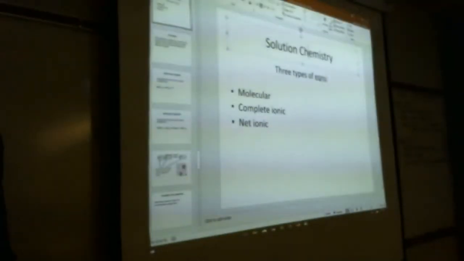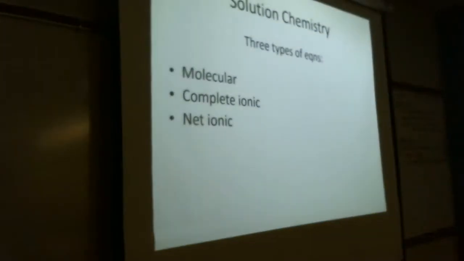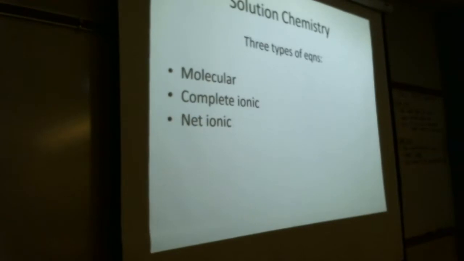So today we're talking about solution chemistry. There are three types of equations that we're going to be discussing today. They're called the molecular equation, which you actually already know how to do, the complete ionic equation, and the net ionic equation. If you don't have your solubility rules out, you need to take a second and find those because you'll be needing those today. They're on page 108 in your textbook, or you can use the handout that I gave you.